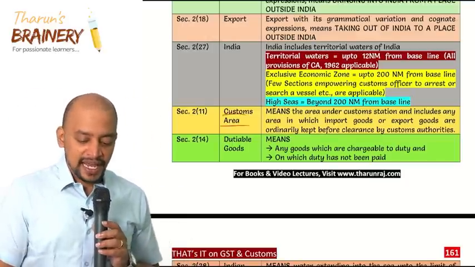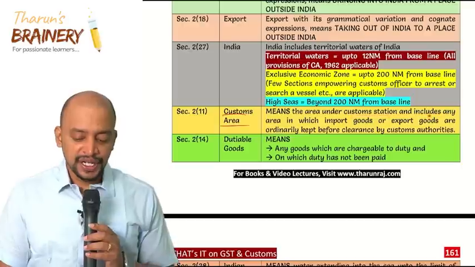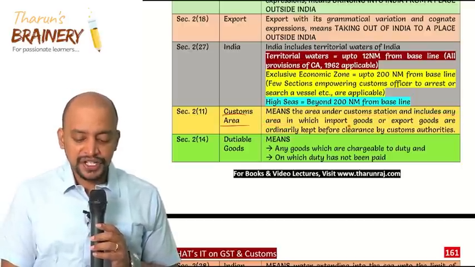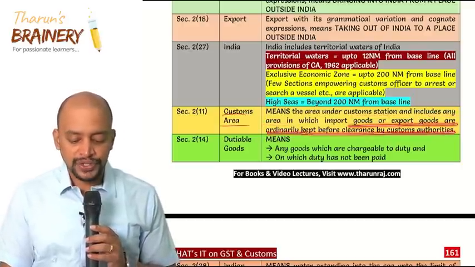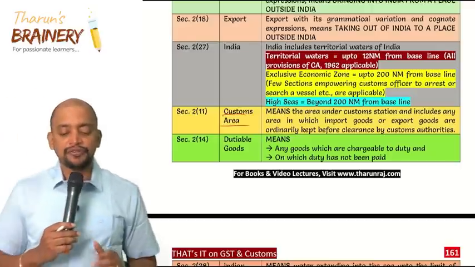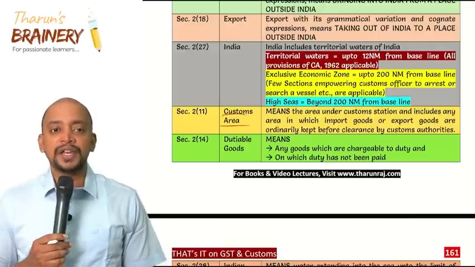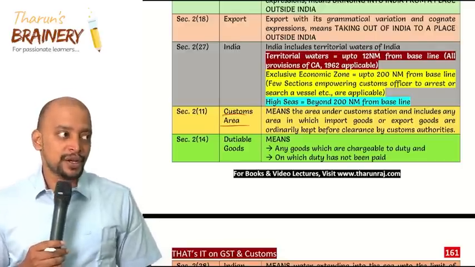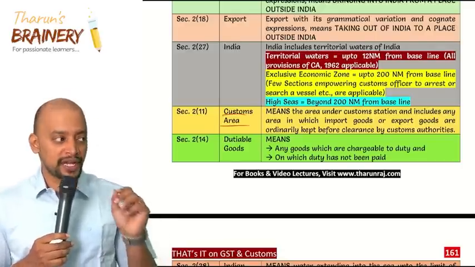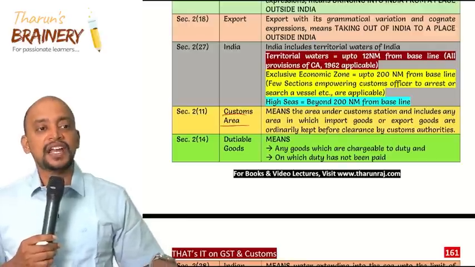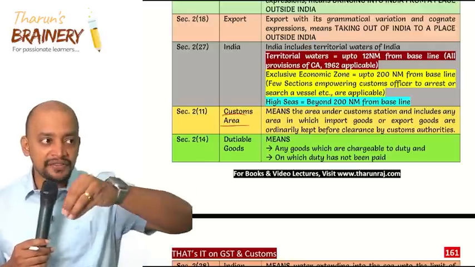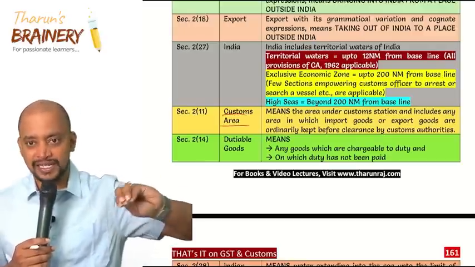So the area under a customs station includes any area in which imported goods or exported goods are ordinarily kept before clearance by customs authorities. All imported goods also will be kept under the control of one person. Who is that person? Custodian. So that custodian will keep the goods. The area where the goods are kept is also called customs area.